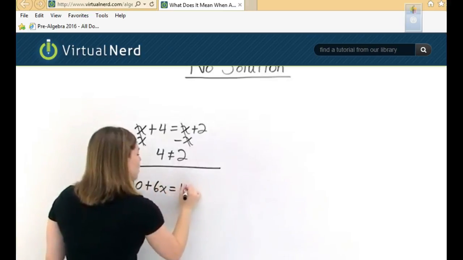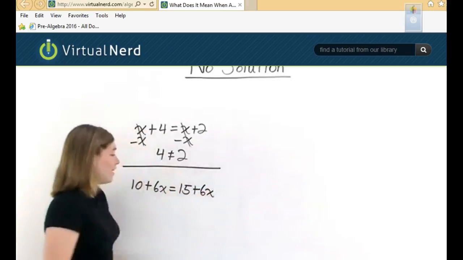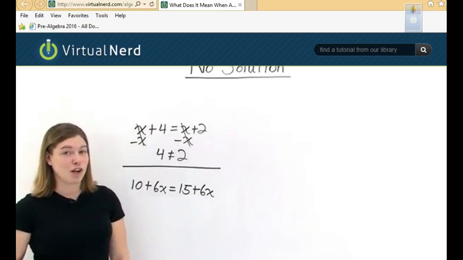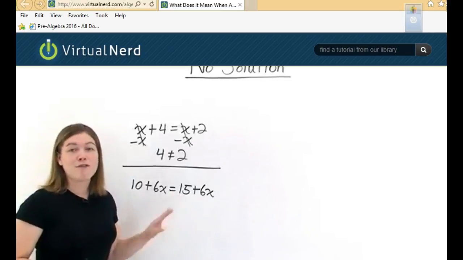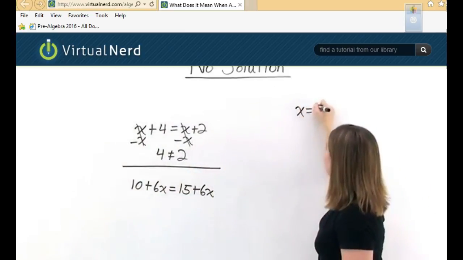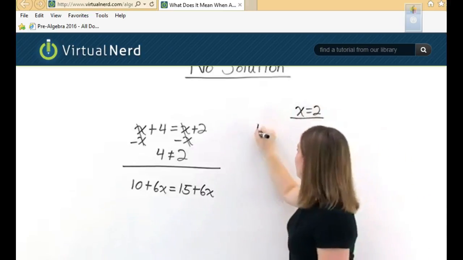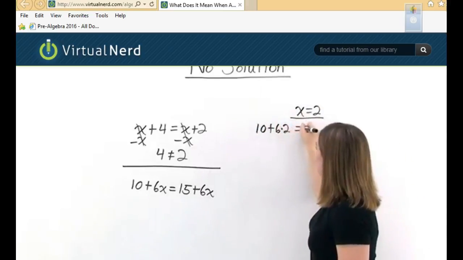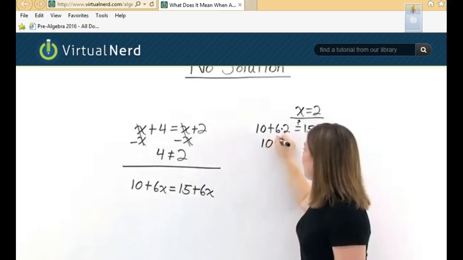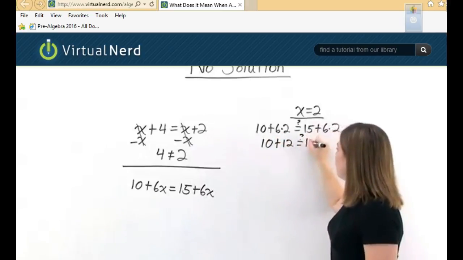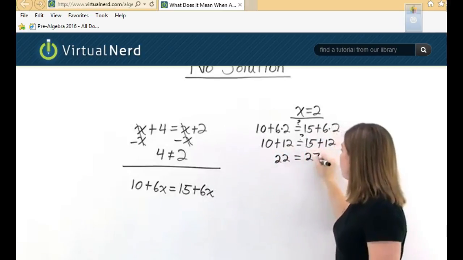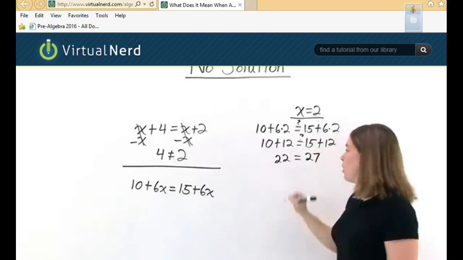10 plus 6x equals 15 plus 6x. Again, this looks kind of like a normal equation, but this is in fact a problem that has no solution. No value that you plug in for x will ever make the statement true. To see that, let's pick a couple values for x and see what happens. So let's pick x to be 2. So we get 10 plus 6 times 2, and we want to know if that equals 15 plus 6 times 2. Well, simplifying, we get 10 plus 12, and does that equal 15 plus 12? 10 plus 12 is 22, and 15 plus 12 is 27. 22 does not equal 27.